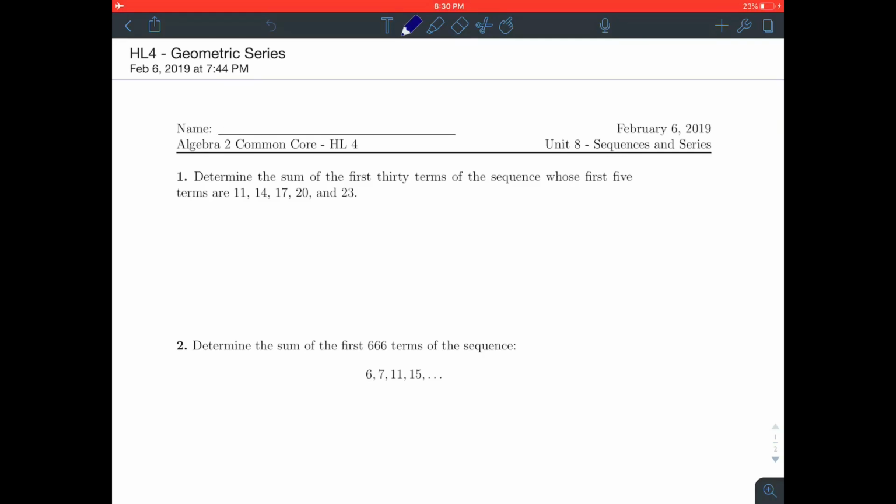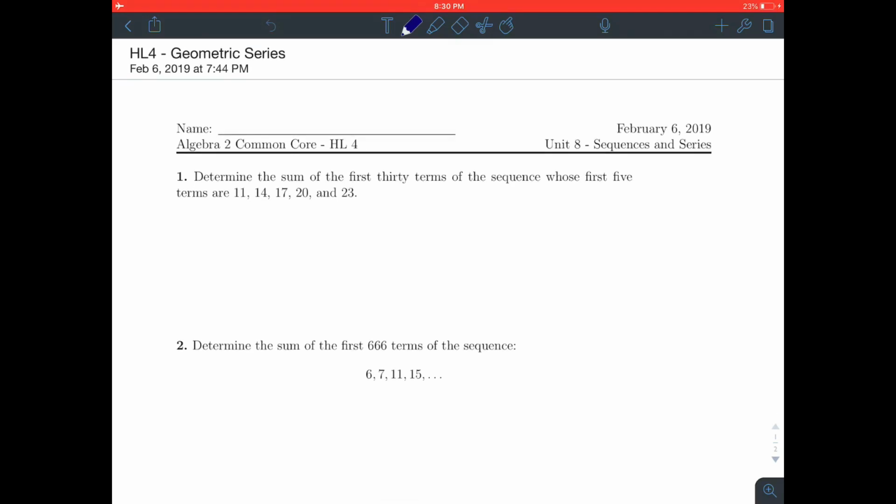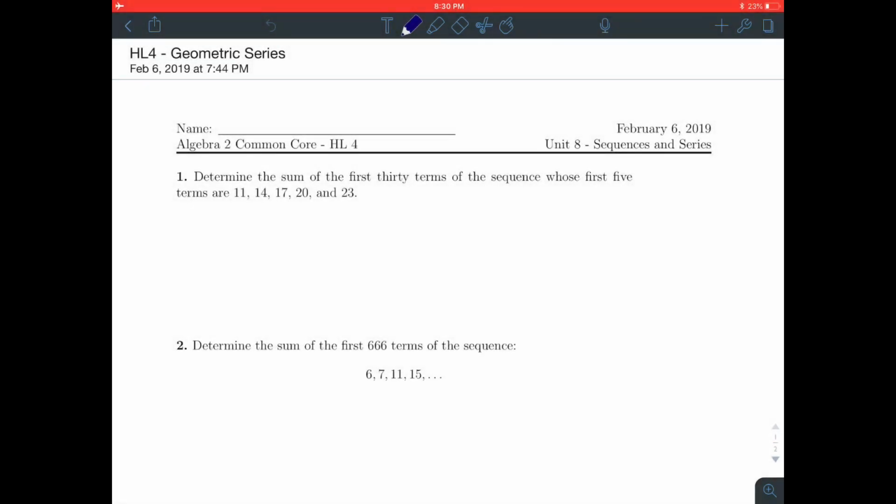We got some background noise today, but it is what it is, so we're just going to do these problems. So determine the sum of the first 30 terms of the sequence whose first 5 terms are 11, 14, 17, 20, and 23. So you want the sum of the first, oops, the pencil is not connected, give me 1 second. Hopefully this connects it. We want the sum of the first 30 terms, so here we go.